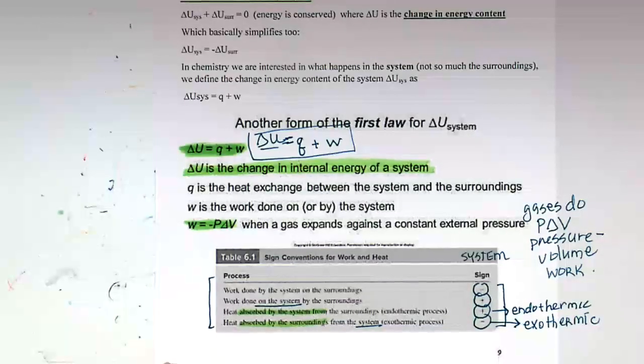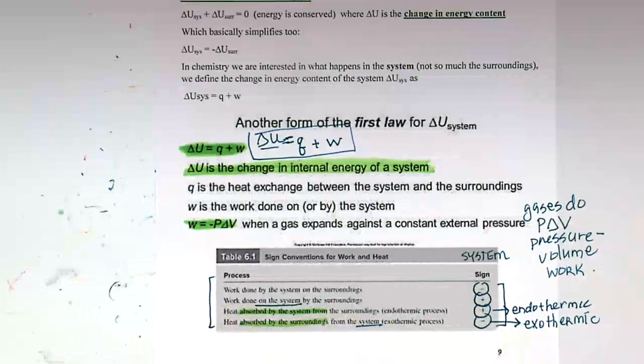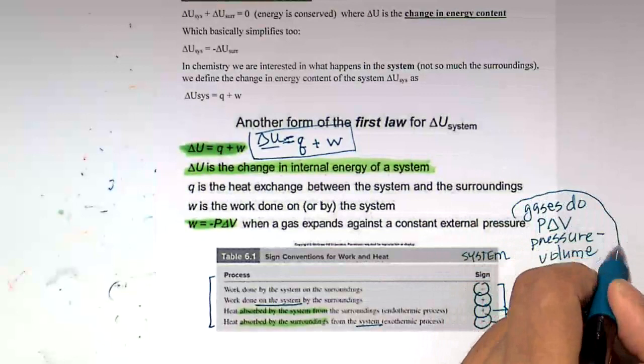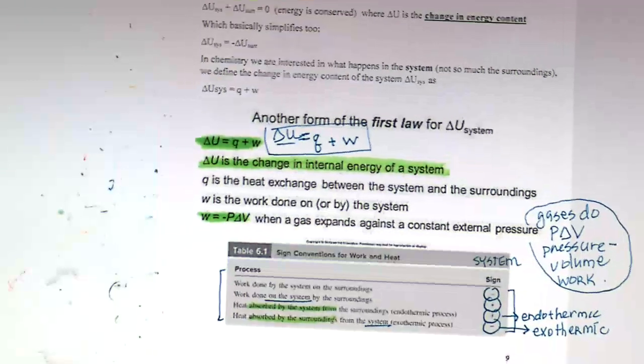Let's talk about gases now. Remember gases? You breathe in, you exhale out. You're exhaling CO2, you're taking in oxygen. So gases also have this work situation. We call it pressure volume work. Let's go to page 5 now.